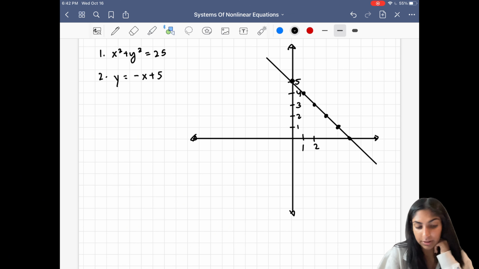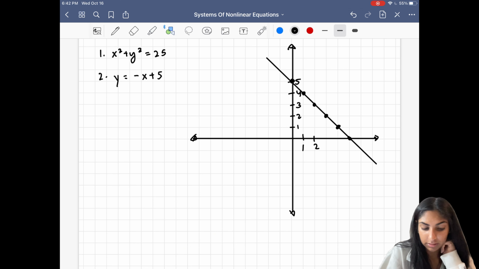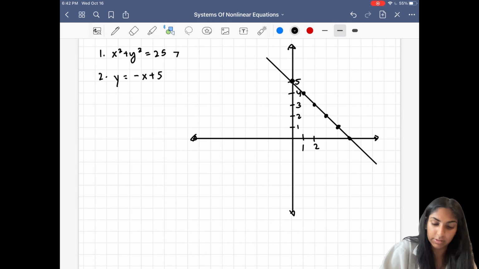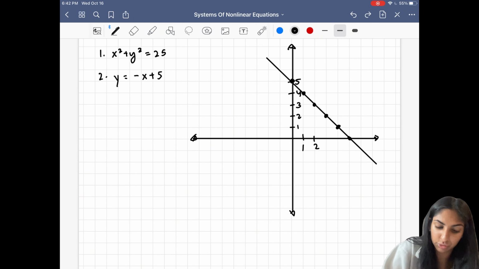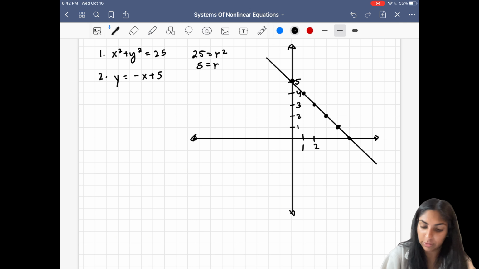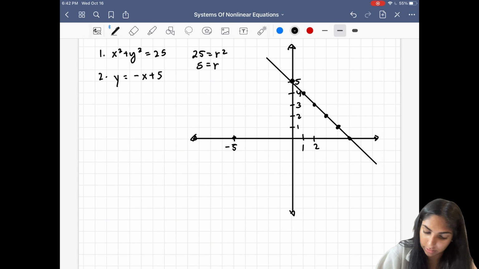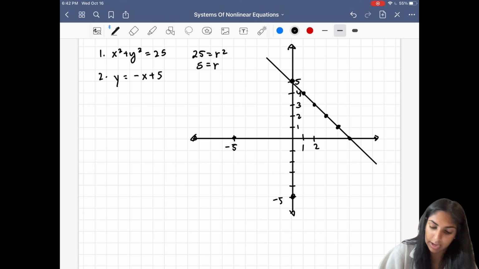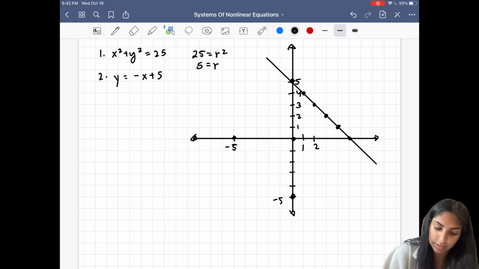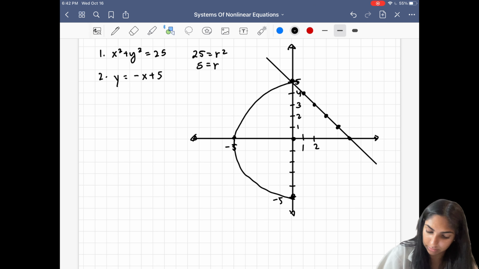Now we can graph the circle. We know that the radius of the circle is 5, because 25 equals r squared. And if you square root both sides to get r, you'll get 5 equals r. So we know the radius of the circle is 5, which means that these are all points on the graph. This is negative 5, and it's centered at 0, 0. And so this is going to be the circle, like that.